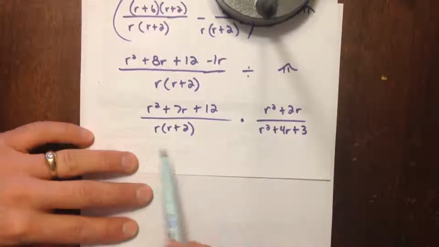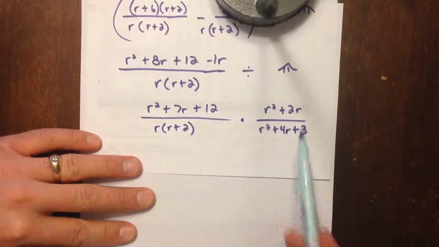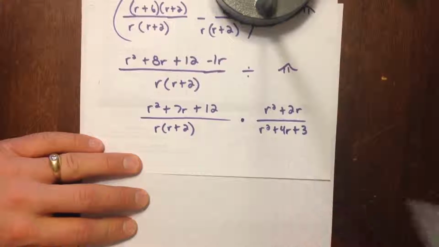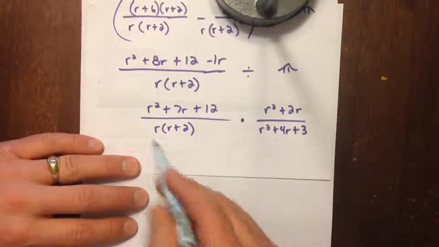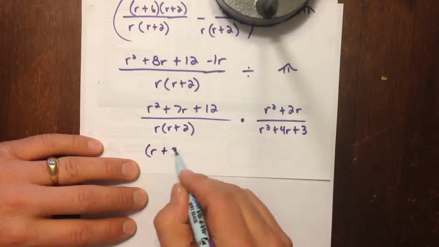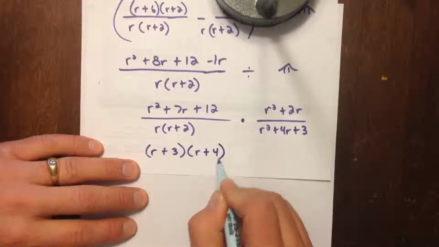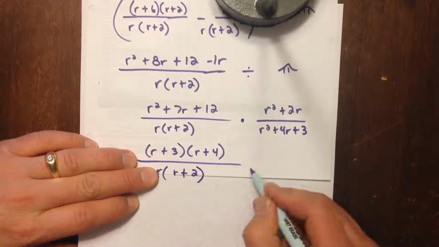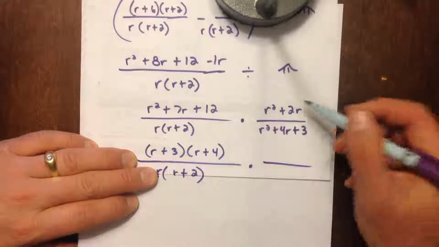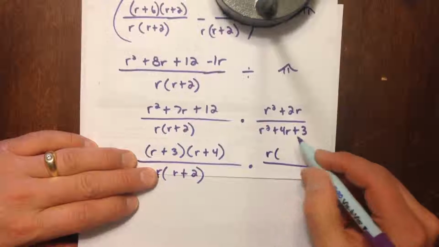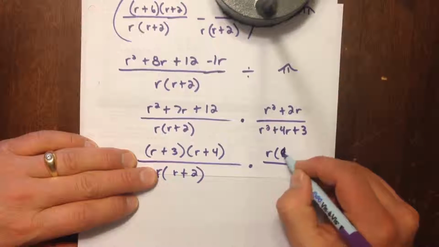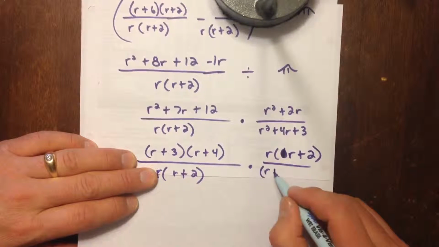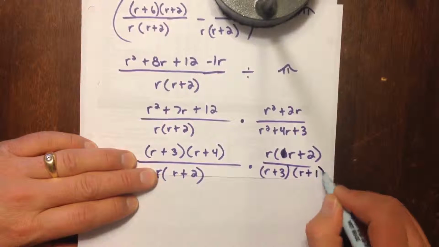alright, so what I could have done, you know, I know this stuff's factorable, so I need to factor it. So that's what we do when we multiply. If we can factor it, we factor it, so it might simplify. So this one is r plus 3 and r plus 4. And then this one here, top right, I can factor out an r, looks like, r plus 2. And then this one looks like it's r plus 3 and r plus 1.